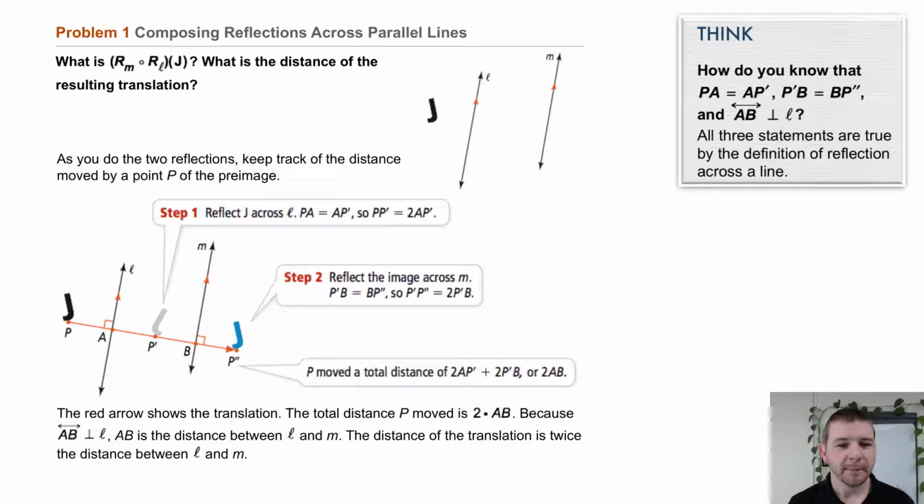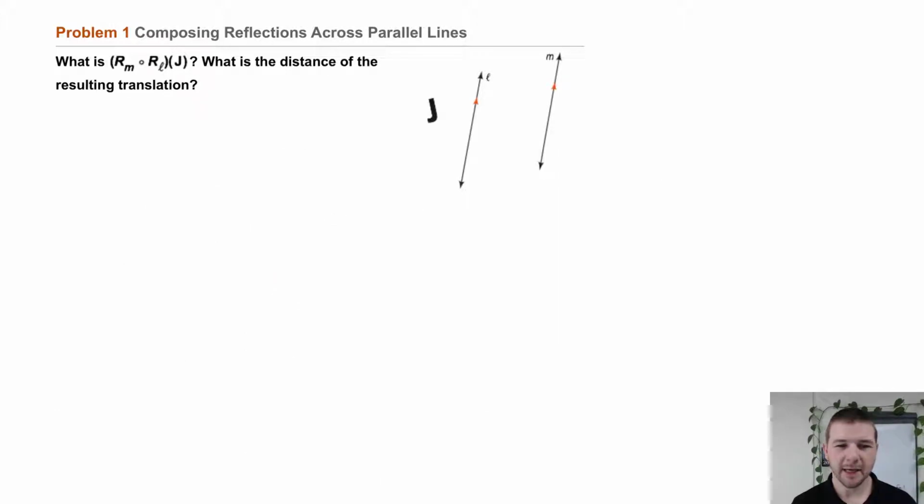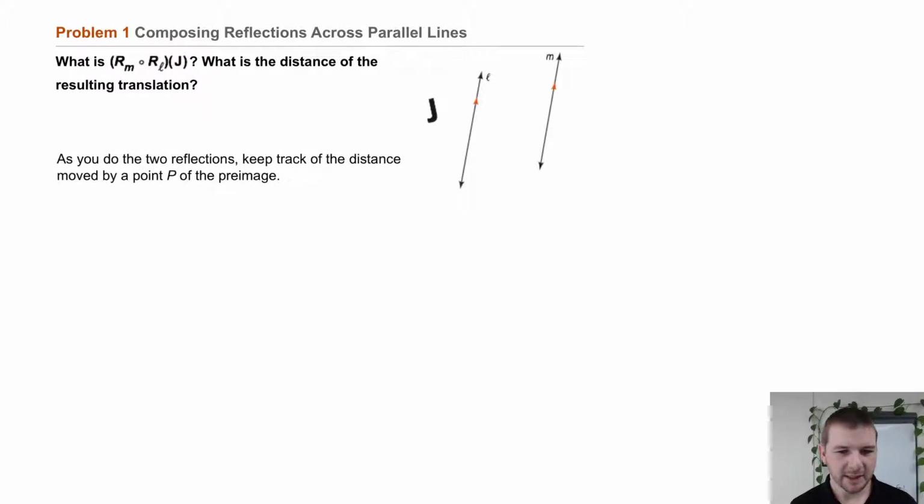Problem 1. Composing reflections across parallel lines. What is R sub m of R sub L of J? What is the distance of the resulting translation? Well, note the diagram. We have a bold J and two lines of reflection, line L and line M, which are parallel. As you do the two reflections, keep track of the distance moved by a point P of the preimage.